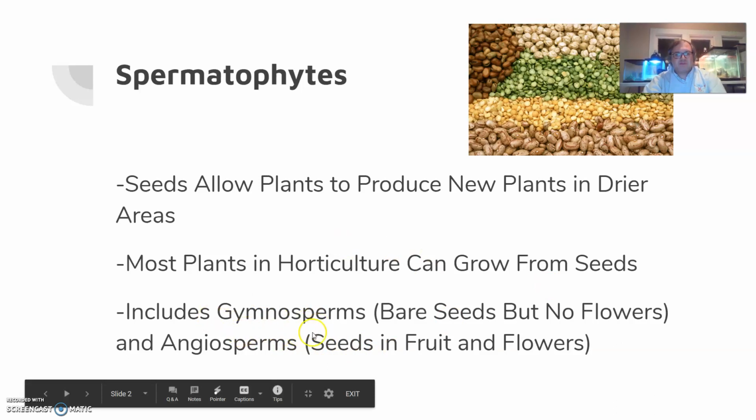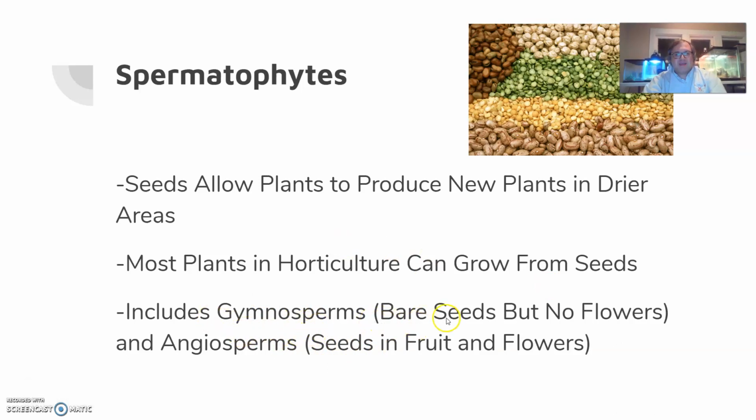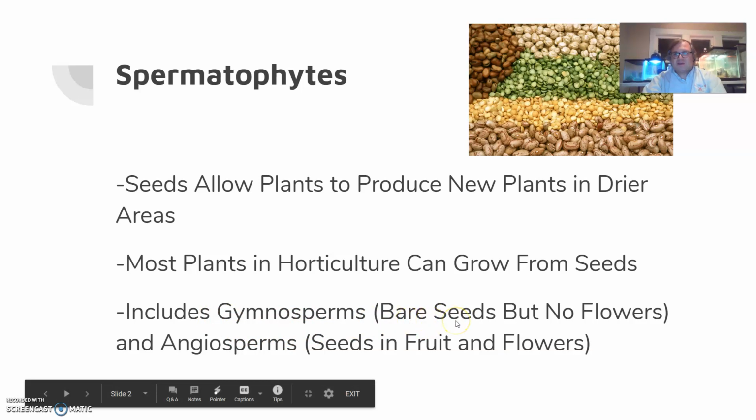So there's two big groups when we look at spermatophytes. This is the gymnosperms. These are plants that have bare seeds. Again, they're exposed to the elements, and they do not produce flowers. That's not part of their particular reproduction process.